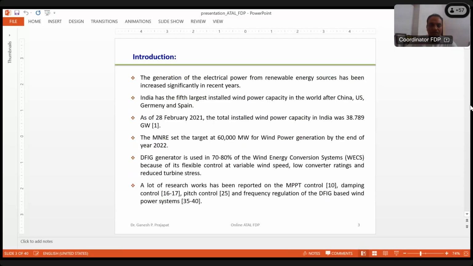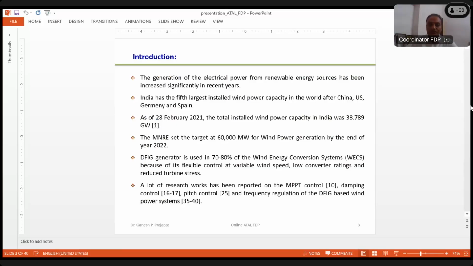So here is the introduction, and this is very conventional. The generation of electrical power from renewable energy sources has increased significantly in recent years, as we also discussed in the last session, the inaugural session. As far as the generation of electrical power through wind is concerned, we are at the fifth position, the fifth largest installed wind power capacity after China, US, Germany, and Spain.